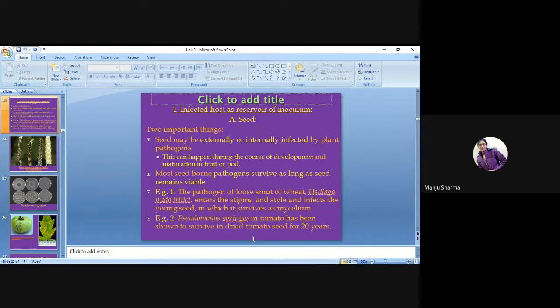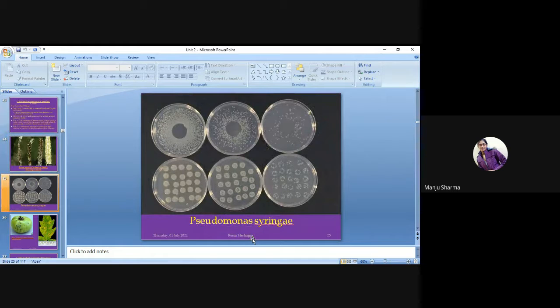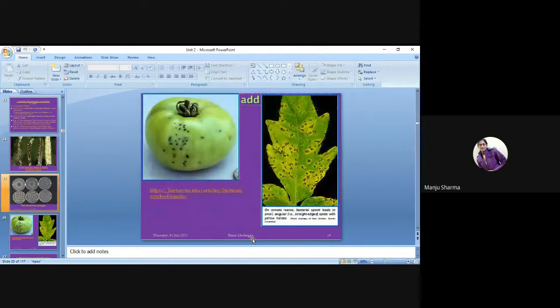Pseudomonas syringae in tomato has been shown to survive in dried tomato seed for 20 years. Like that is the loose smut of wheat or barley, that is Ustilago tritici. Another is Pseudomonas syringae, that is the colony formation in media, and another is on tomato leaves, the bacterial speck leads to small angular spots with yellow halos.